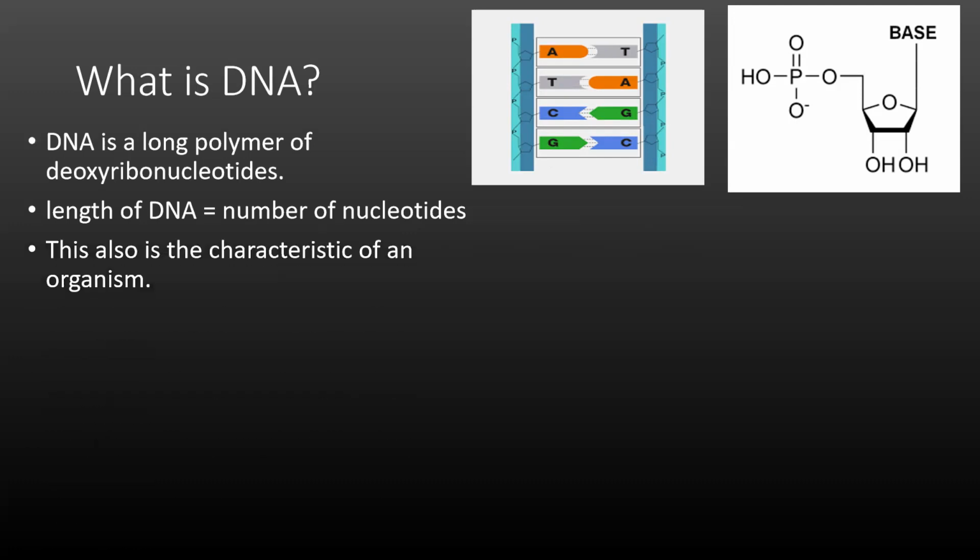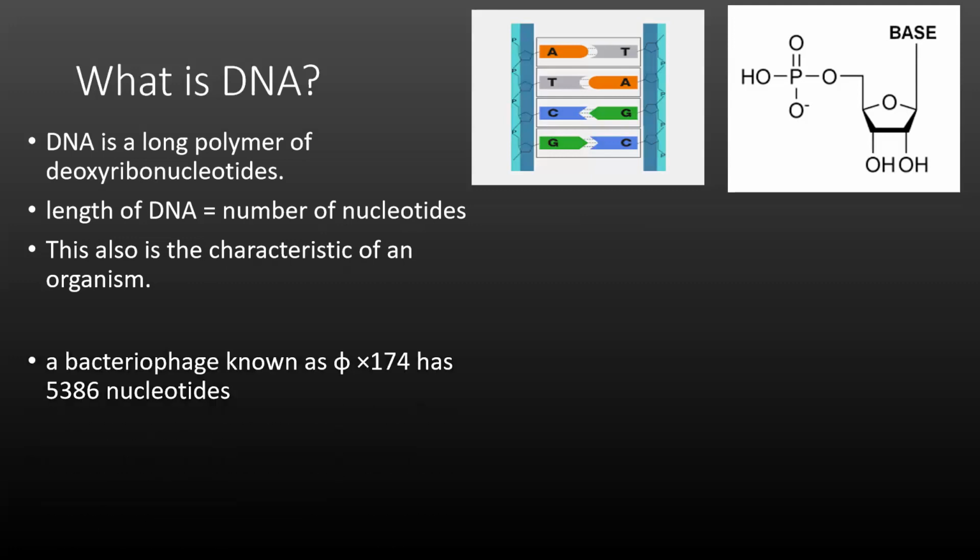Usually it is measured in terms of base pairs, because this is one base pair, that nitrogenous base. So the more base pairs, the longer the DNA. This is also a characteristic of an organism. Each organism will have a particular DNA, and the length will be the same in all members of the same species.